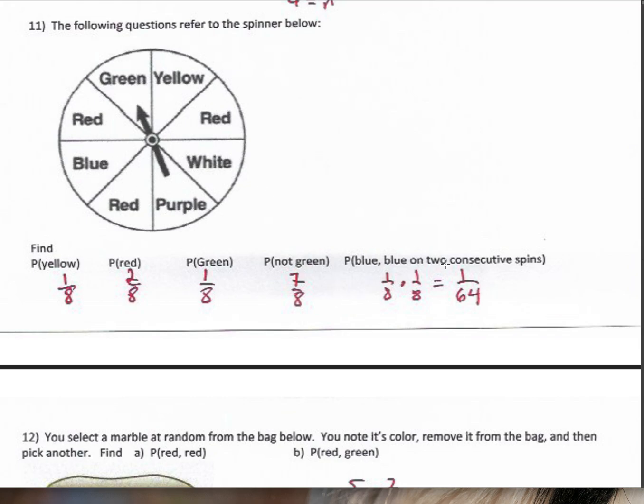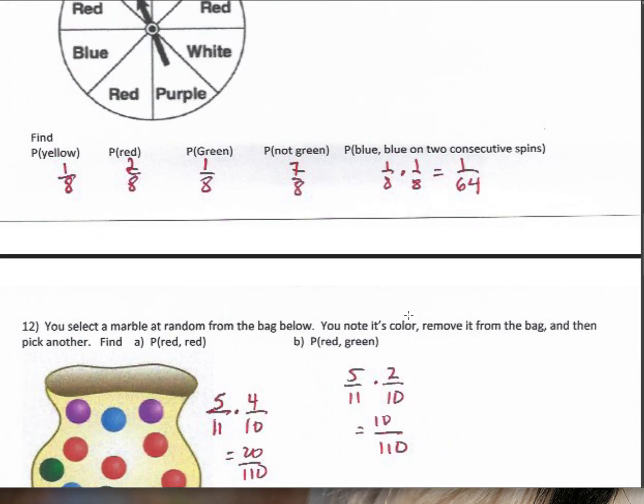And then blue and blue on 2 consecutive spins. It's important for you to remember that when you do one and then the other, doing 2 things, it's and. You're getting a blue and a blue. So that's 1/8 times 1/8. And is always multiply. So that's 1 over 64.